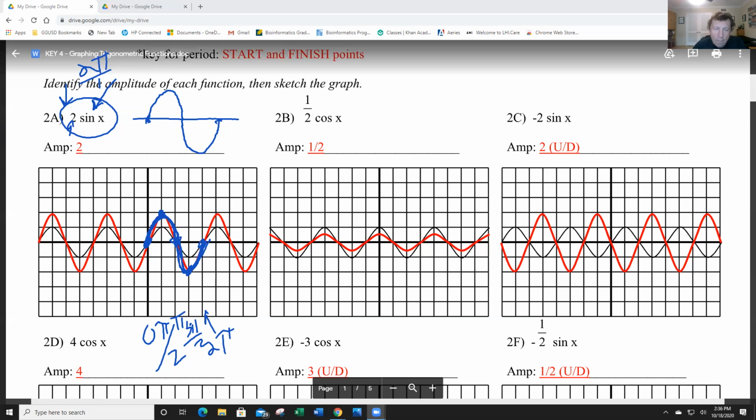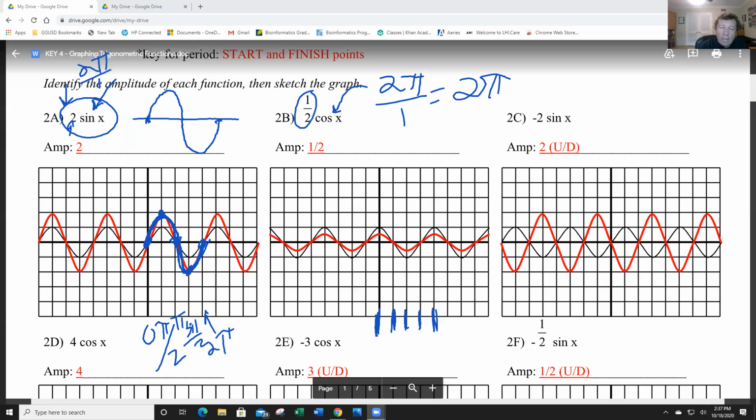Okay. The next one is 1/2 cosine x. So again, the period is going to be 2 pi divided by 1, which is 2 pi. No problem. So again, I'm going to use these 5 points. It goes from 0 to pi over 2 to pi to 3 pi over 2 to 2 pi, just like the unit circle. We haven't changed anything yet. Now this amplitude is only going to be 1/2. It's not going to go up very tall.